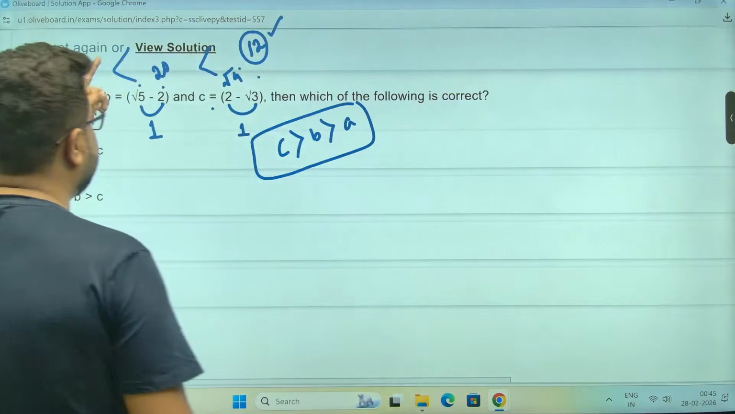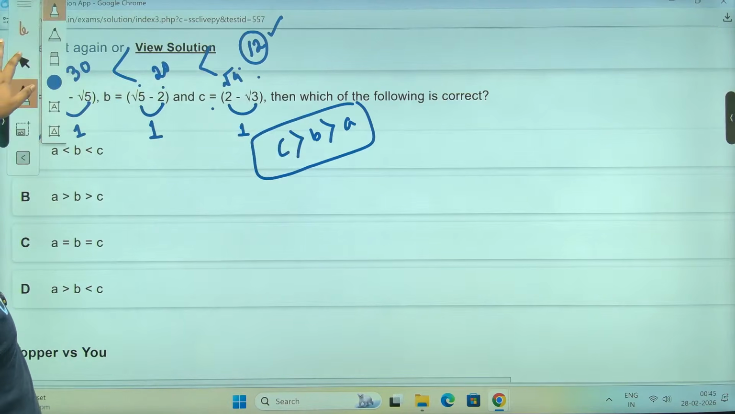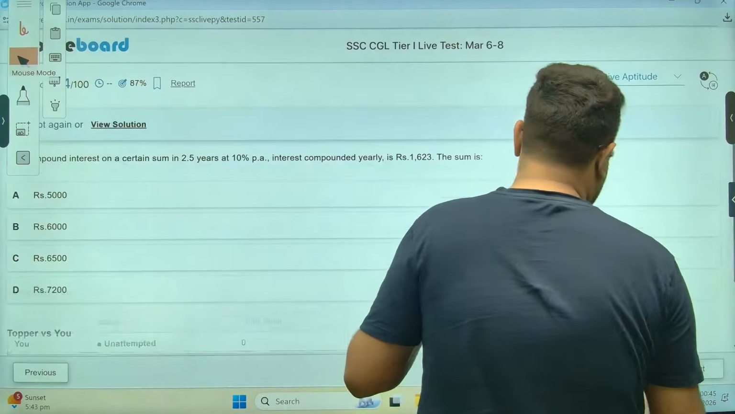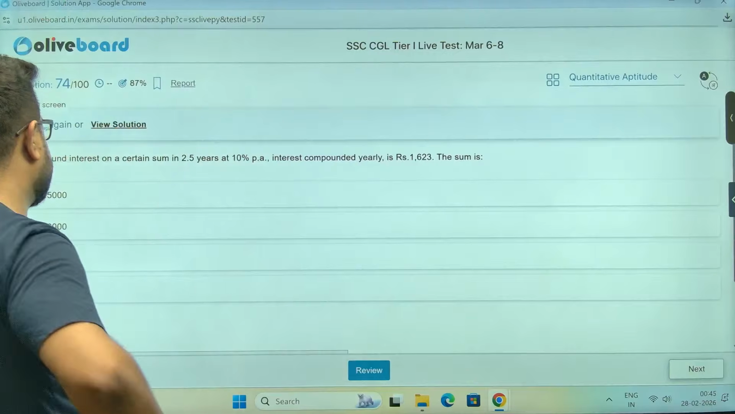And if this was plus in between, then the order would have been exactly the opposite. A greater than B greater than C. That would have been the answer.